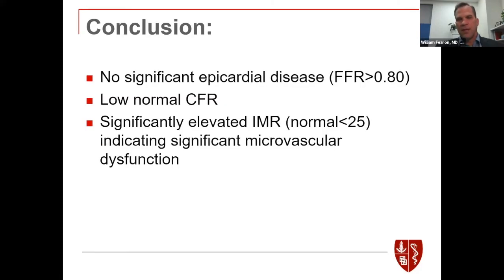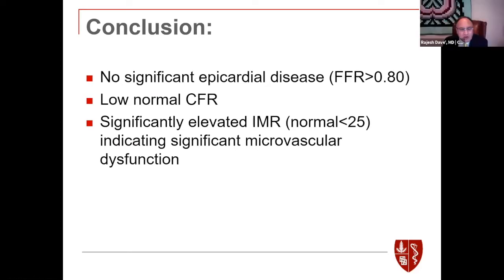So in this case, we can document that there's no fixed obstructive coronary disease, there's a low normal coronary flow reserve, and then a very elevated IMR indicating significant microvascular dysfunction. This is a very straightforward case, but I thought we would start with this one and use it to open up our discussion about some of these new indices. So I'll stop there, Raj.